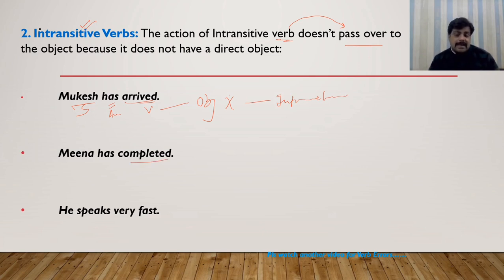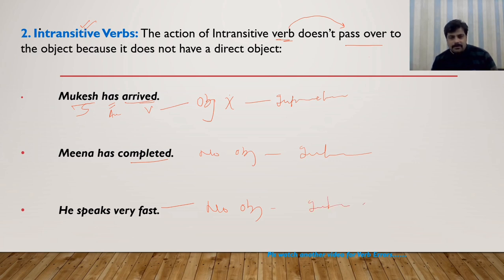Now what she has completed, there is no mentioning of that, there is no description of that, means no object. So that is also intransitive. Okay, now he speaks fast. Does he speak fast? Now there is no object here likewise, so it is also an intransitive verb.